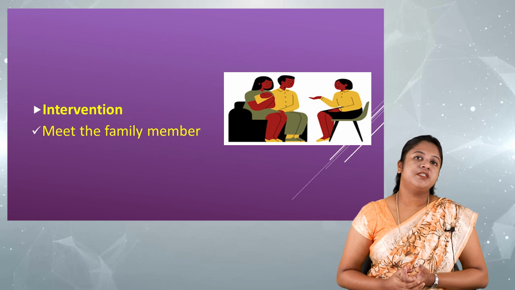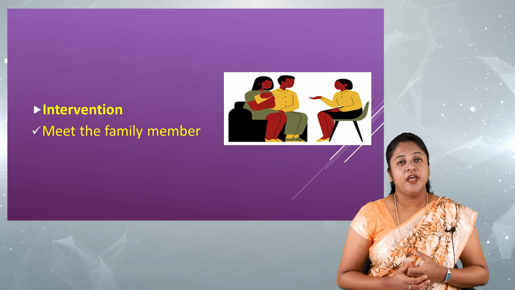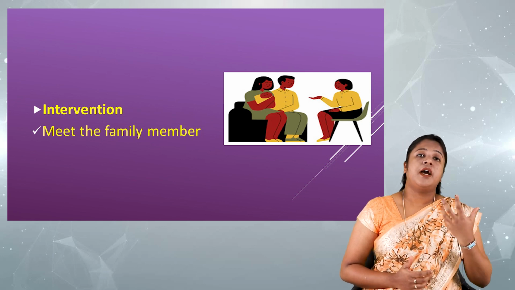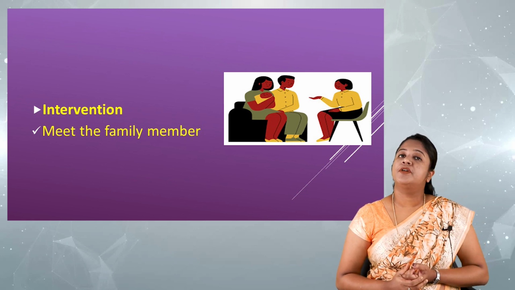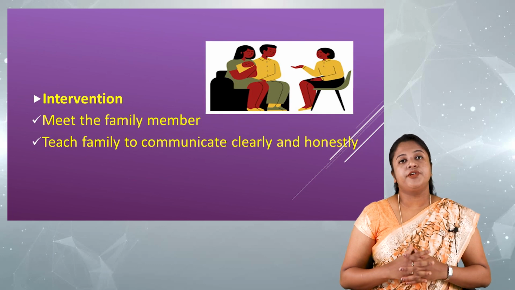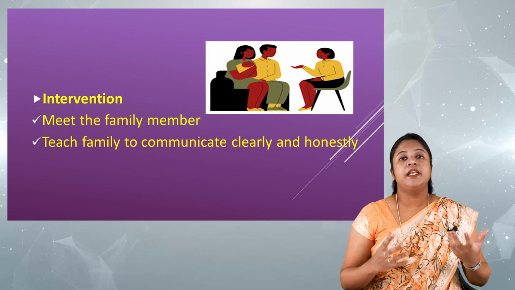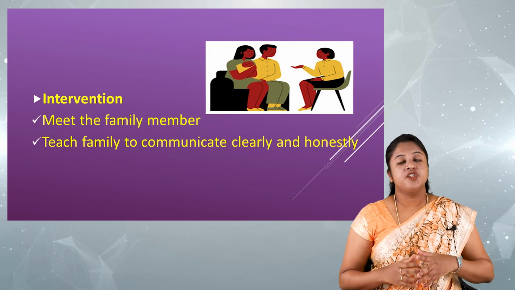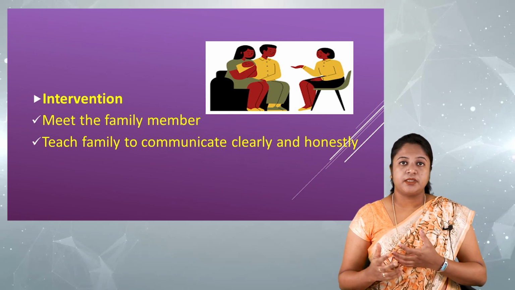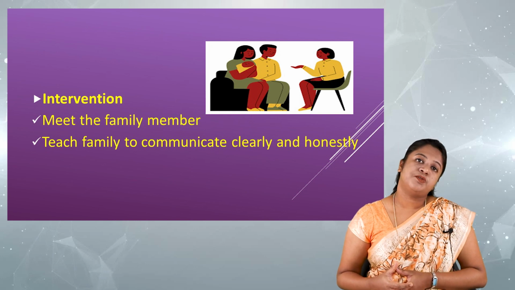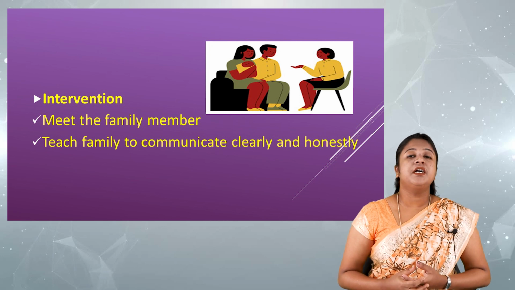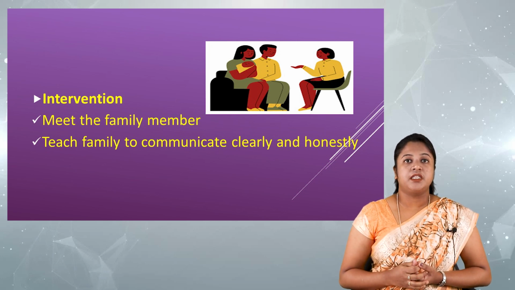So you're going to find out what is the reason the client is behaving in such a way. So what is the family support system that is available for the client? You're going to do the assessment of the family. The next thing is you're going to teach the family to communicate clearly as well as honestly. So whatever the concerns or problems that the client is having in the family, the family has to clearly and honestly communicate what are the difficulties that the person is facing in the family.